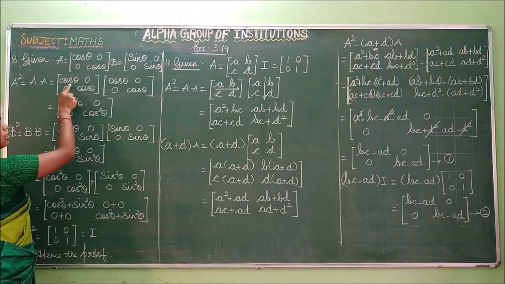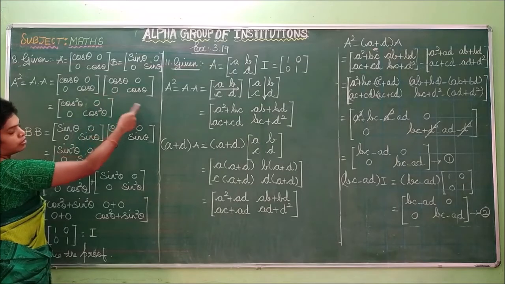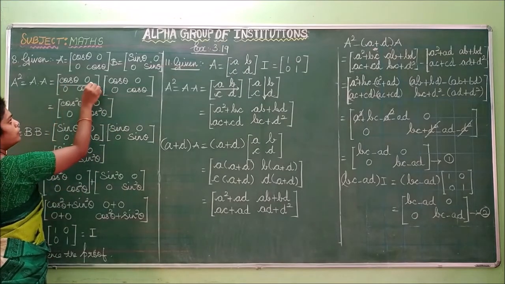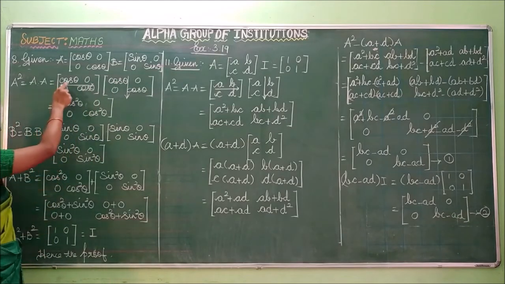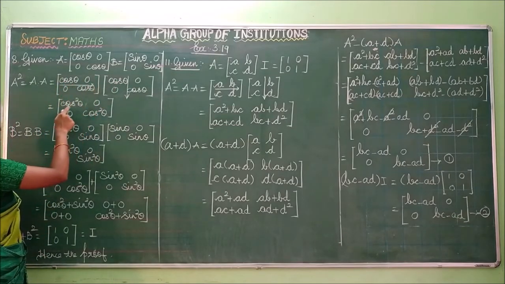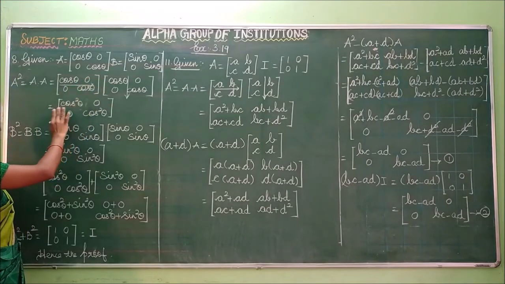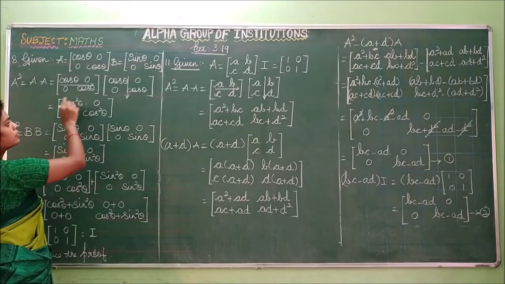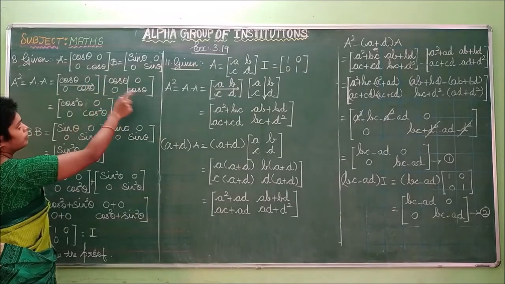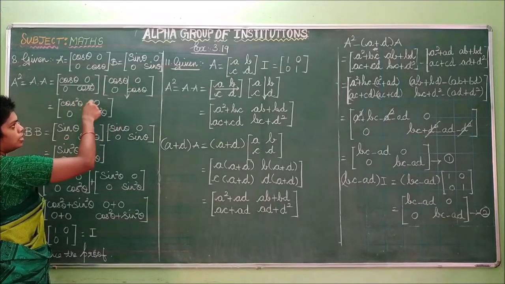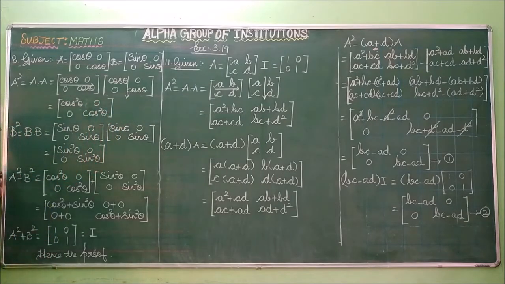So what is our A matrix? Cos theta 0, 0 cos theta, times cos theta 0, 0 cos theta. So here also, first row into first column. What is our first row? Cos theta into cos theta is cos square theta plus 0 into 0 is 0. So I can simply write cos square theta. Then for the second value, first row into second column: 0 into cos theta is 0 plus 0 into cos theta is also 0. So finally I can take 0 only.